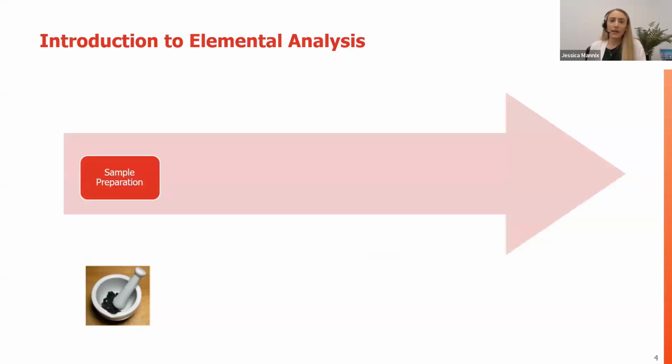The first thing that we have to look at when we're talking about elemental analysis is our sample preparation. So of course, the sample, we need to get it ready for introduction into the combustion analyzer. And that's kind of our first step when we're looking at the overview.